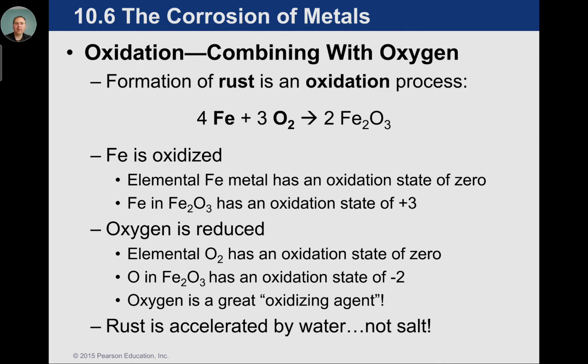So here iron is 0, goes to +3. If you go to a more positive charge, you're going to be a LEO. That's going to be oxidized. And the oxidizing agent, oxygen, is gaining electrons from iron. That makes it reduced, but it makes oxygen one of the best oxidizing agents, and that's why you see so much corrosion with oxygen.